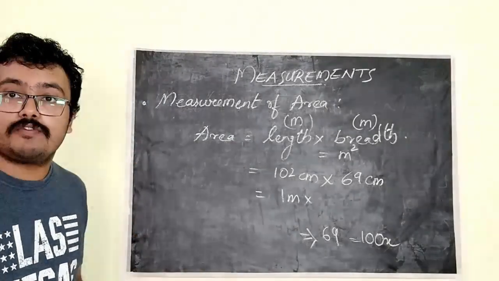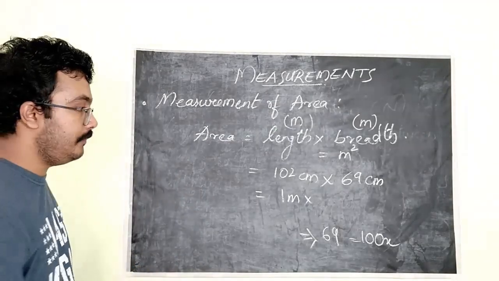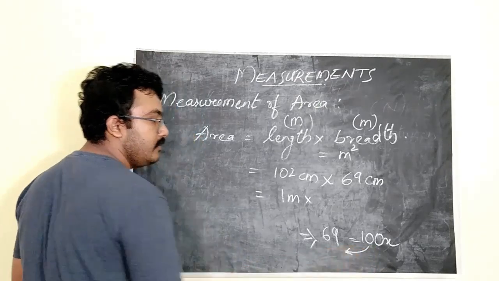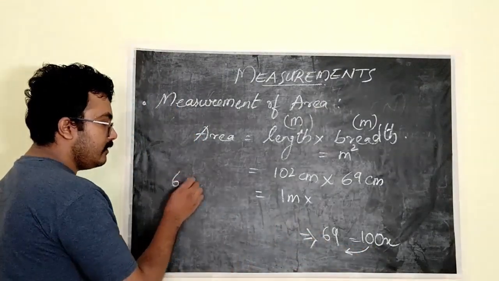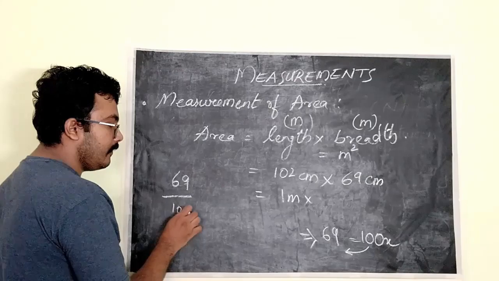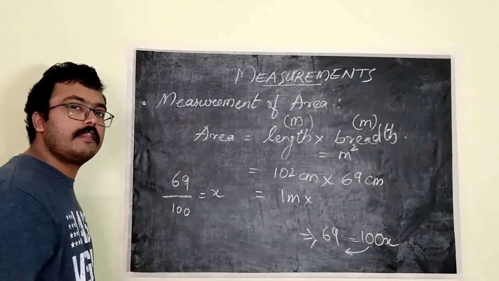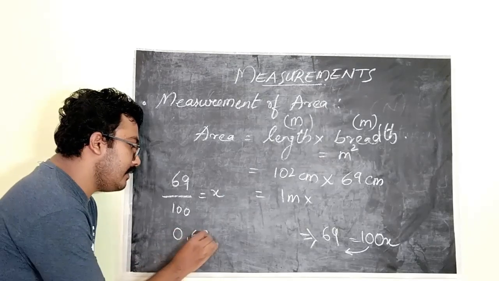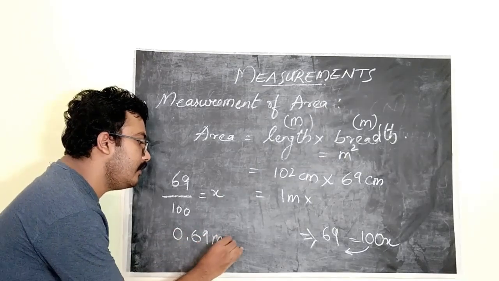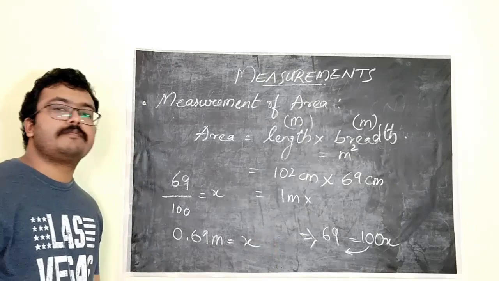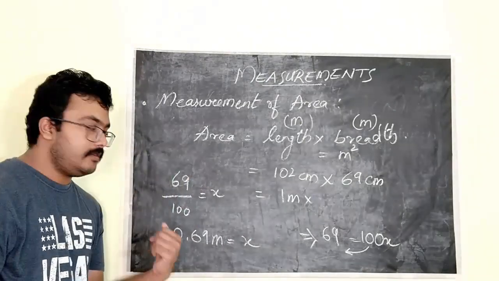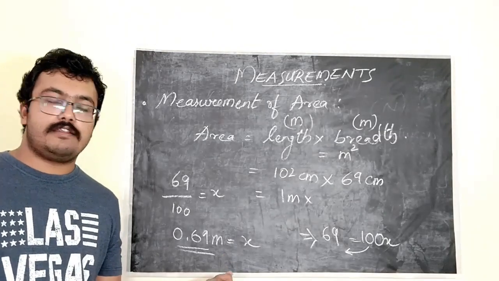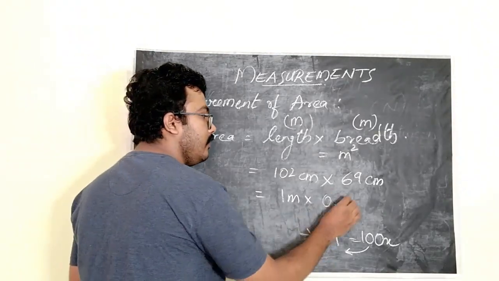Let's check out what is the area of our blackboard we have got here. That's what we are doing. So what I do, I'll just transfer the 100 to the other side. 69 by 100 is equal to x. So the answer I get is 0.69 meter equal to x. So the breadth is around 0.69 meters. So now that's settled. I have to write 0.69.